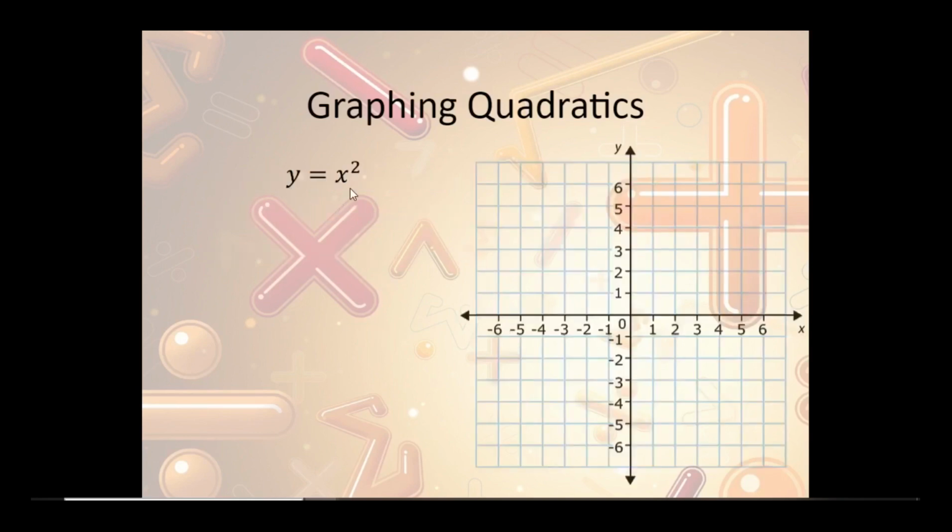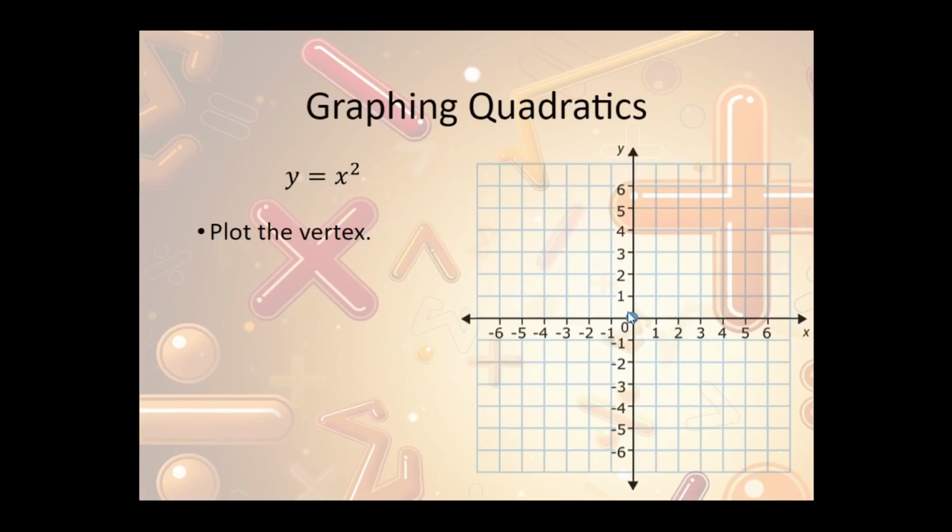So for instance, I have y equals x squared. So I plot the vertex. I should notice that this is really x plus 0 squared, so my vertex should be here at 0, 0. Then I plot 2 other points.